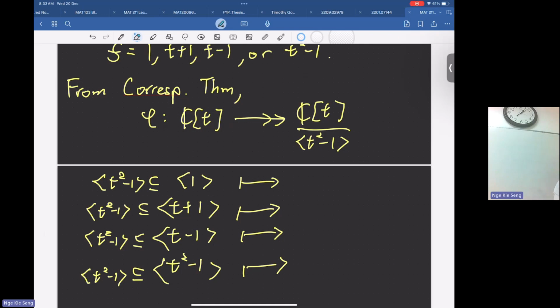Is it a coset or not? Last time I said that it is a coset, right? Actually, it is not. Why? Actually, why?